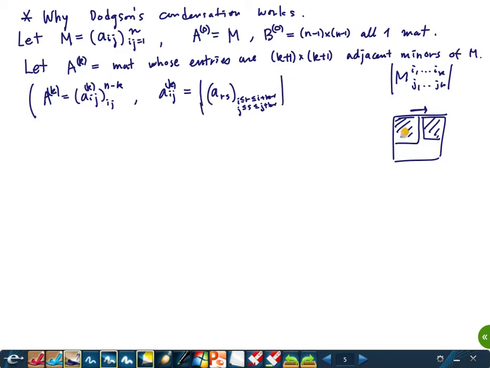You take the ij entry here, then you take the determinant of this, and the size is k by k. And that will give you one entry in this matrix. Okay? I'm not quite sure if this is correct. Oh, that's right. Because this is k plus 1 times k plus 1, not k by k, I made a mistake. Sorry about that. So it's k plus 1 by k plus 1. Now this is correct. Any question? This is the definition of A^k.